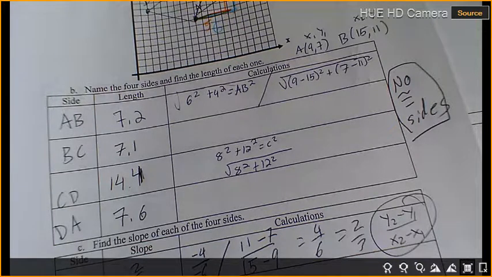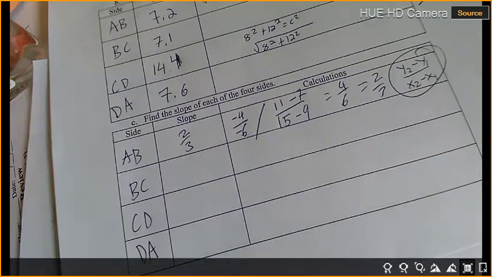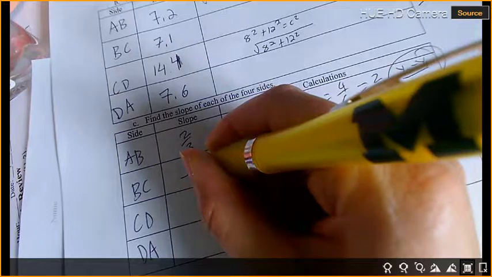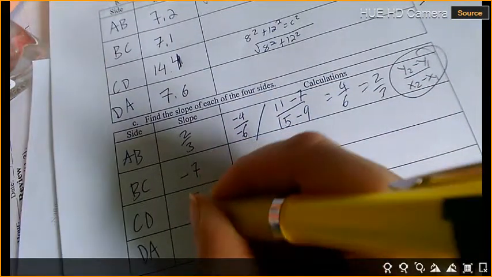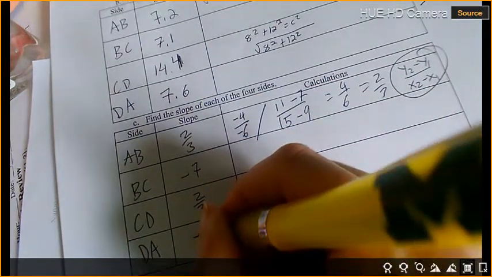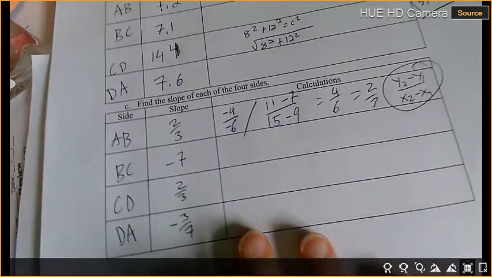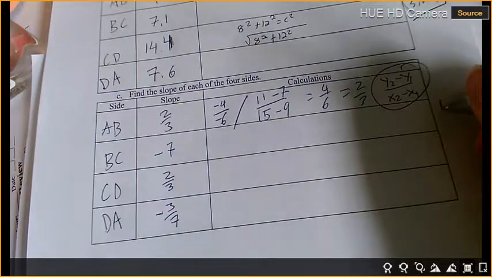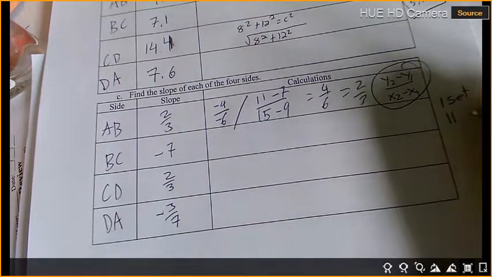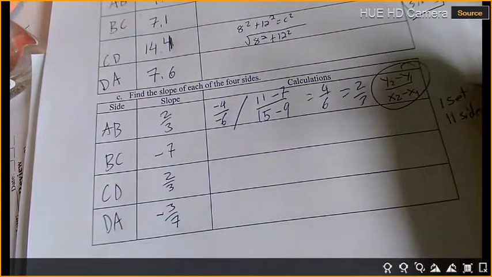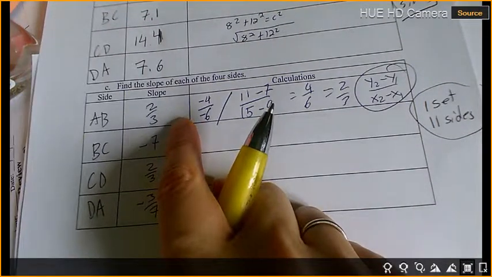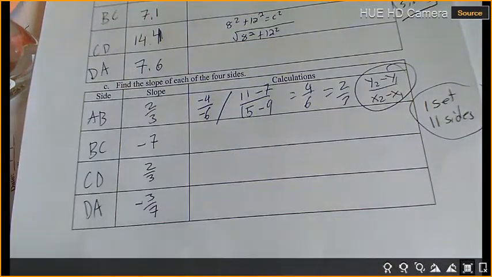Okay. The slopes. We have A to B is 2/3. B to C is -7. C to D is 2/3. And D to A is -3/7. Do we have any slopes that are the same? Yes. So we have one set of parallel sides. C to D is 2/3 and A to B is also 2/3 because 8/12 reduces to 2/3.